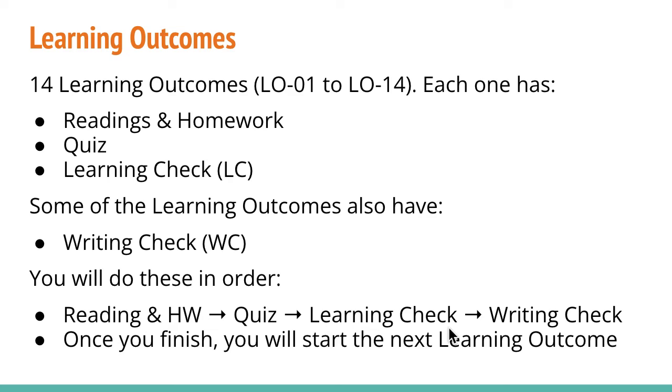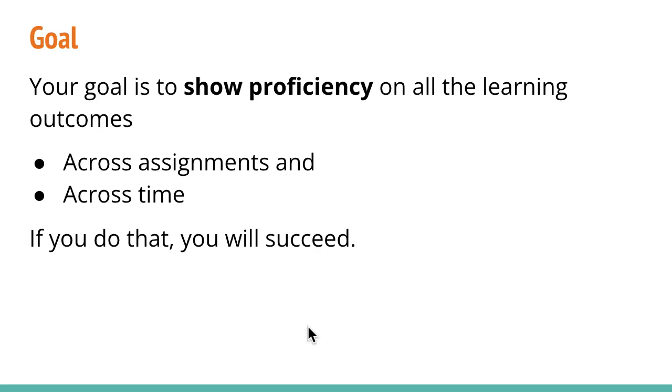Your next one is the learning check, and then finally you would do the writing check if there is one. Once you have finished and checked off proficiency for all of these assignments, then you would start the next learning outcome. And you begin the process all over again with a new set of readings, a new quiz, and so on. And that's the process for this particular course.